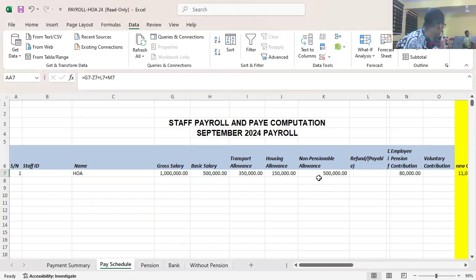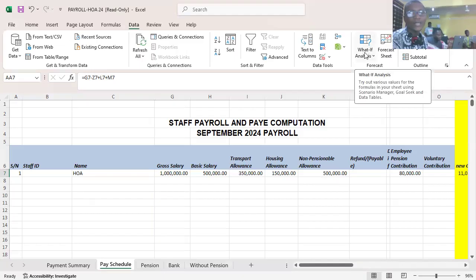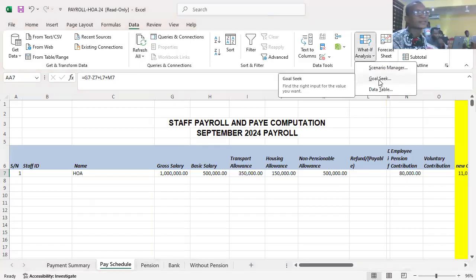Yes. Any other question? Hello, sir. I can't see that Goal Seek on my laptop. Click on that Data. On that Data, you will see What-If Analysis. Under What-If Analysis, you will click on the drop down, and you will see Goal Seek by the side. Okay, sir. I've seen it. Thank you, sir.